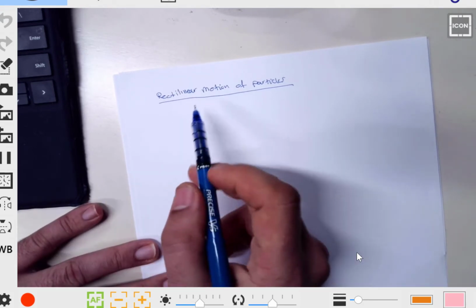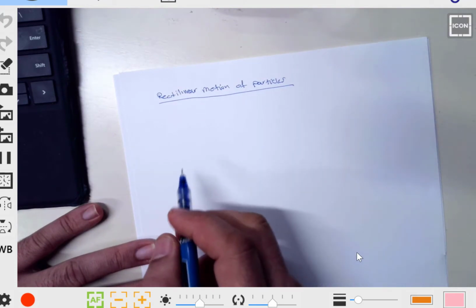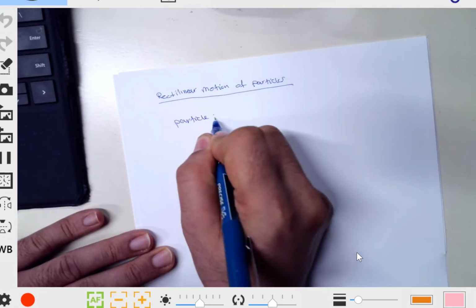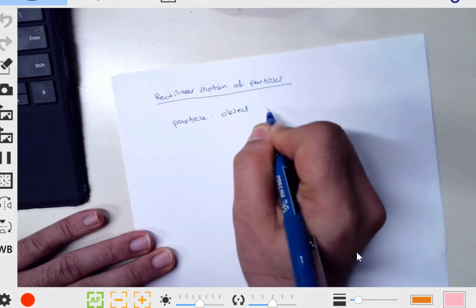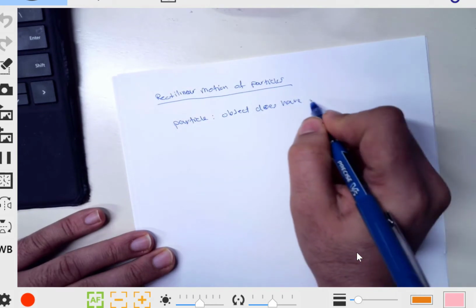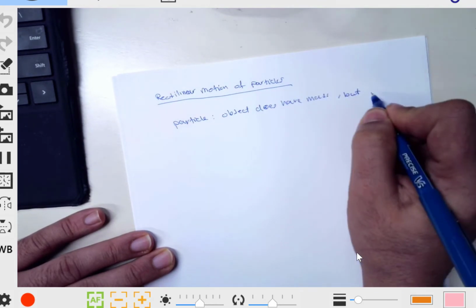Alright, so we'll begin with the study of rectilinear motion of particles. So what does particle mean? A particle is an object that does have a mass, but its dimension is negligible.